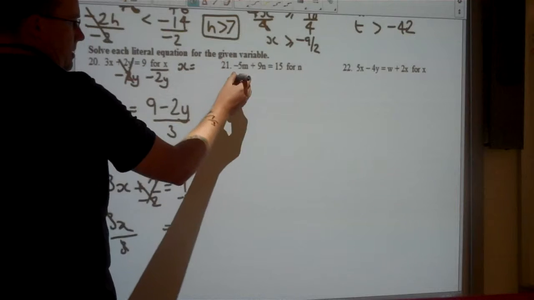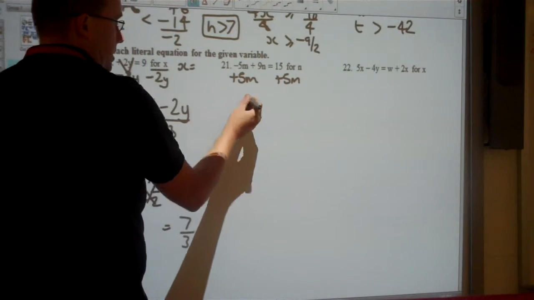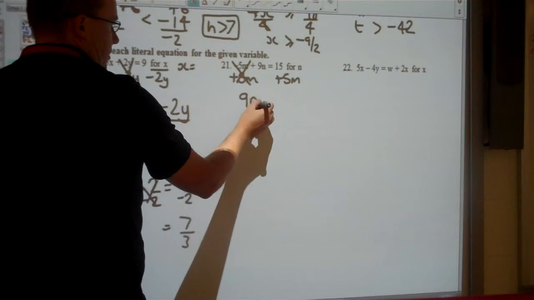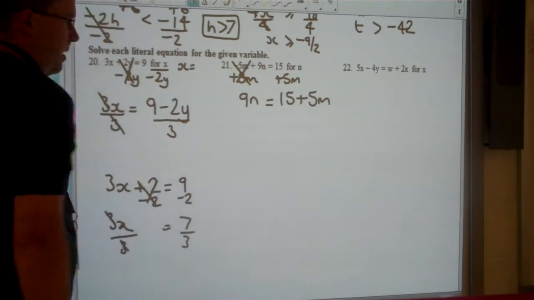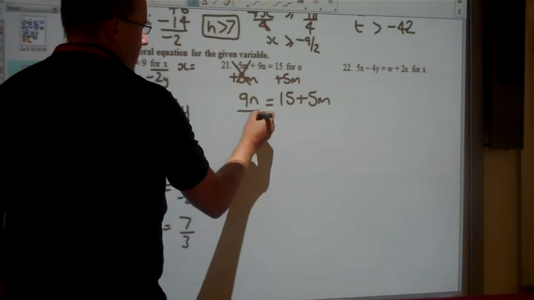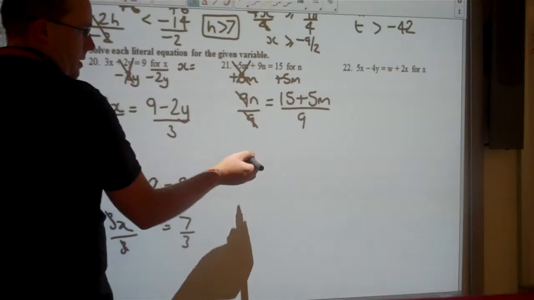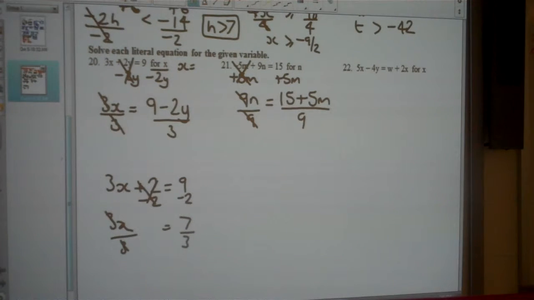so anything that's not an n I want to move to the other side, so negative 5n, I'm going to move across and do positive 5n, so this cancels. I've got positive 9n, or just 9n. And 15 plus 5n, there's not a lot I can do with that, so I'm just going to leave it as 15 plus 5n. If I know 9n, I can find n by itself just by dividing by 9, and I've actually answered that question there. That's all I can do for this question.